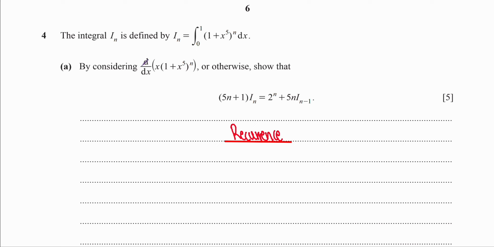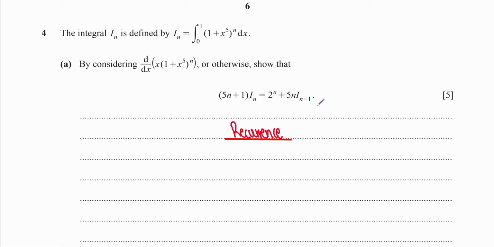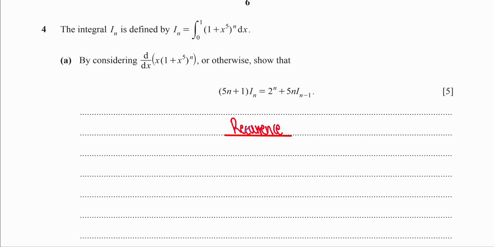By considering the derivative of x times 1 plus x to the power 5 to the power n, or otherwise, show that 5n plus 1 In is equal to 2 to the power n plus 5n times I n minus 1. Okay, this is very interesting. We've never seen this before. So, what is recurrence? Recurrence means you're going to find the nth integral in terms of something plus an n minus 1 integral. It could be n minus 2, it could be n minus 3, but in this case, we have an n minus 1 integral.